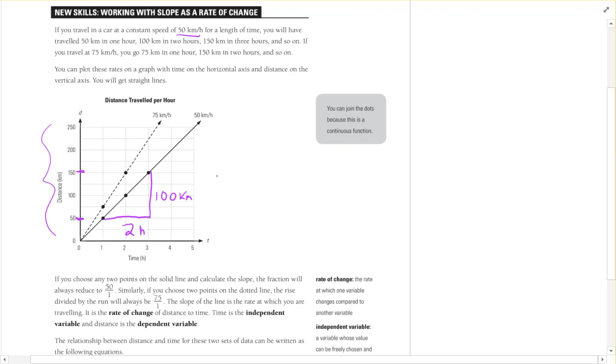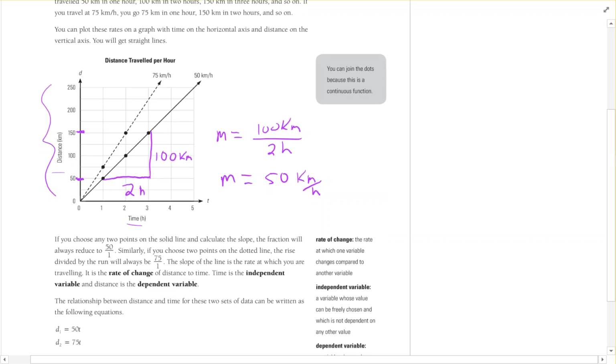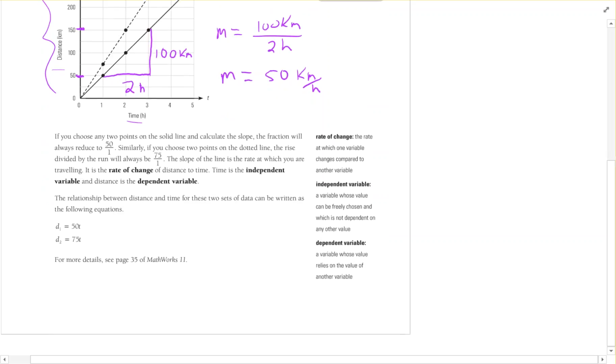So if you figured out the slope here, you'd have m is equal to 100 kilometers. And then the run would be 2 hours. If I divide these things, I'd have m is equal to 100 divided by 2 is 50. And then you just keep your units. I've got kilometers per hour. So speed in this case is the slope. The slope of this graph, this distance time graph, is the speed that you're going, 50 kilometers an hour. Hopefully that kind of made sense.